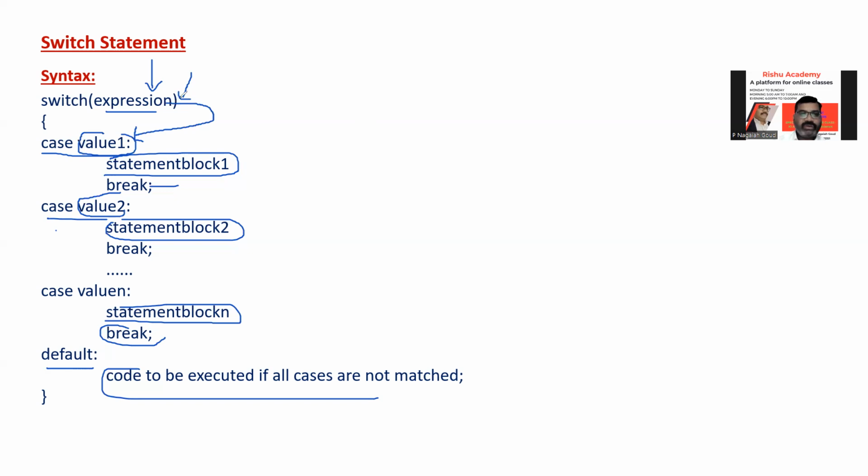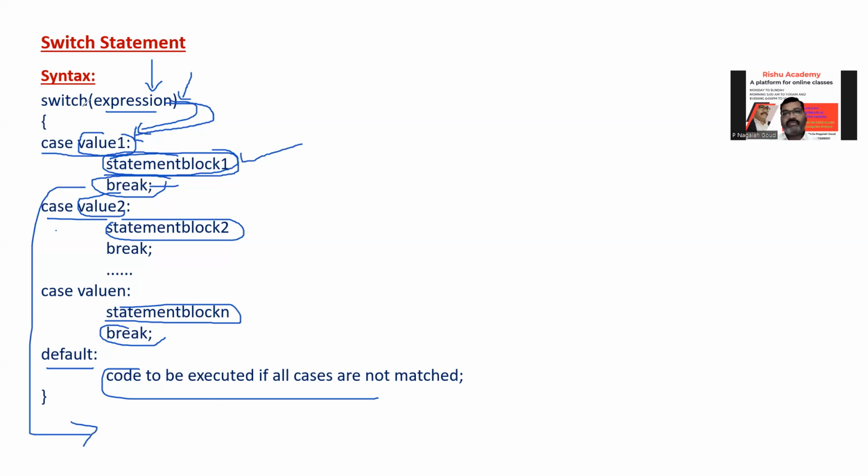So first we need to compare the switch variable value with value 1. If the match is found, then the corresponding statement block will be executed. After executing, the break statement will be executed immediately. When the break statement is encountered, the control immediately comes out of the switch statement.